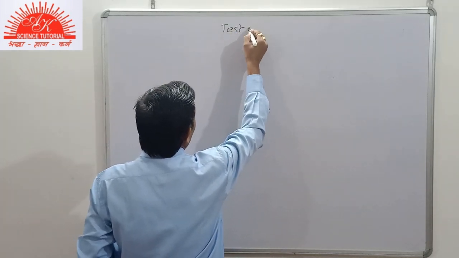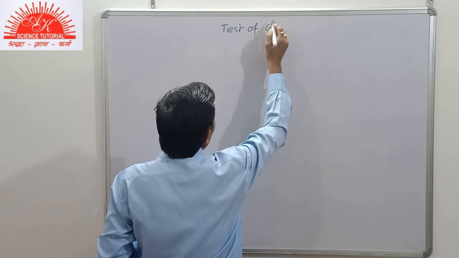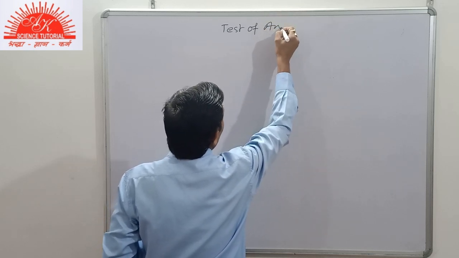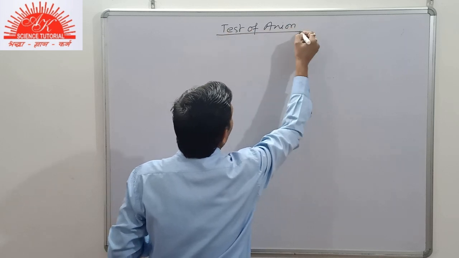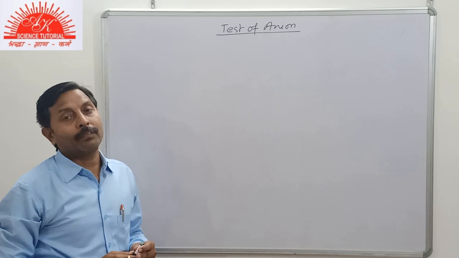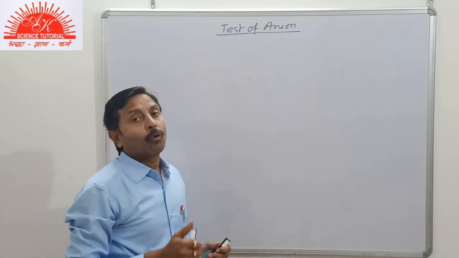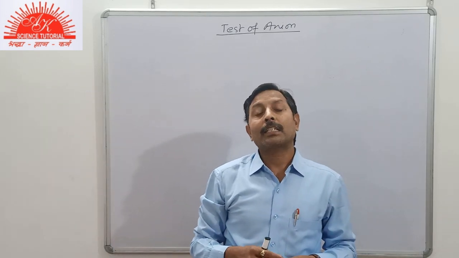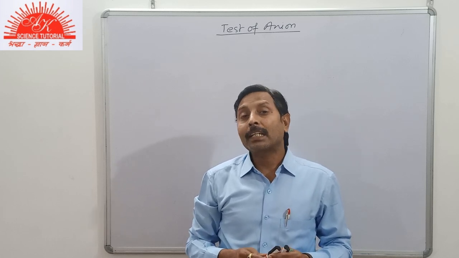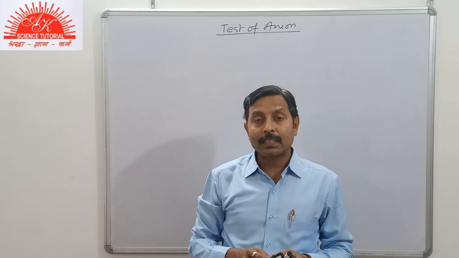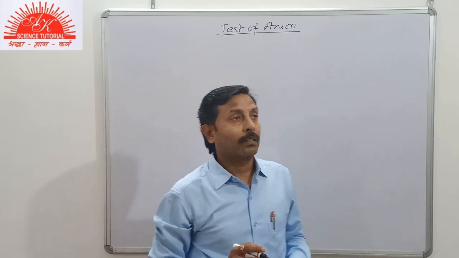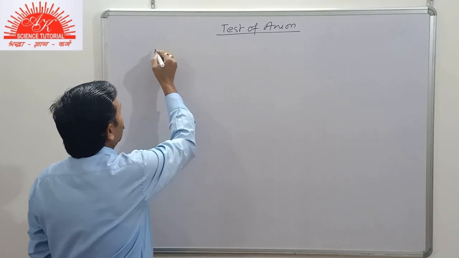Test of anion, not the cation. Cation have been studied already. Test of anion, that is negative radical. Here one by one we will study the anions and their respective tests, observations on the basis of which we will identify it. Like starting from first part.